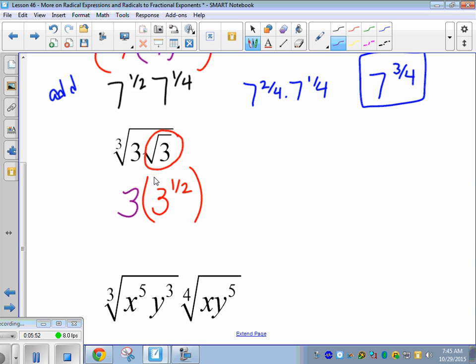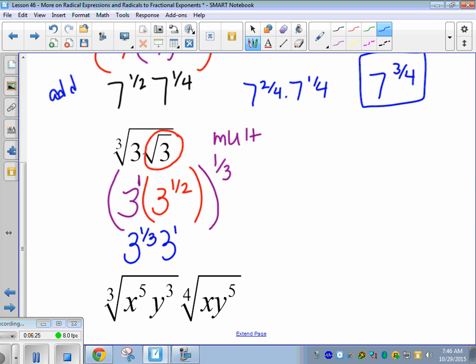Okay. And then we have the 3 on the outside. And I've got the cube root. Cube root is the same as what power, you guys? Good. And that 1/3 or cube root goes to the whole thing. So that has to be on the outside of the parentheses. Again, this is a power, so it multiplies to each power here. There's a 1 on this one. So I'm going to multiply the 1/3 to the 1, and we get 3 to the 1/3. And I'm going to multiply the 1/3 to the 1/2, and we get 3 to the 1/6.